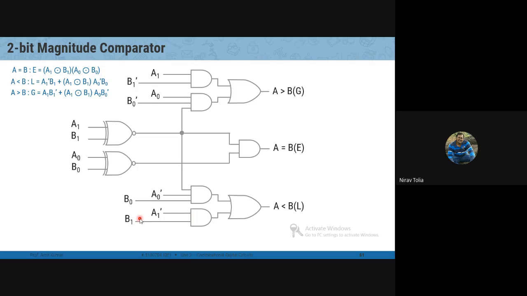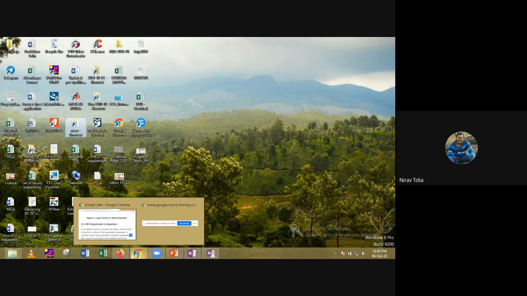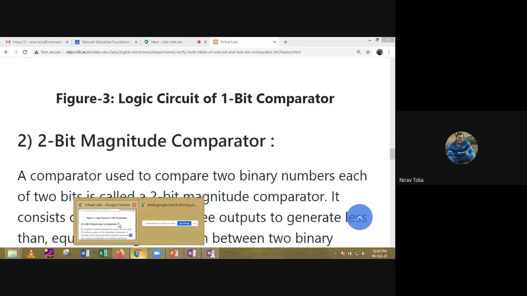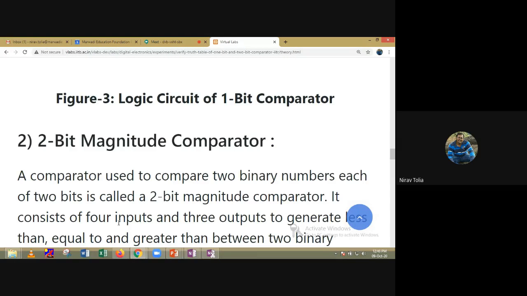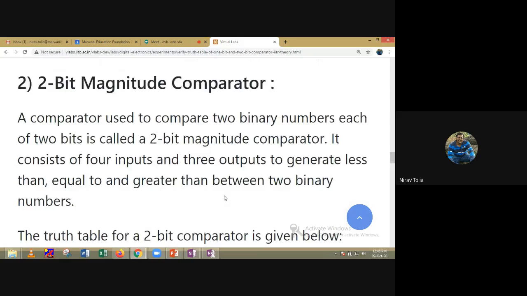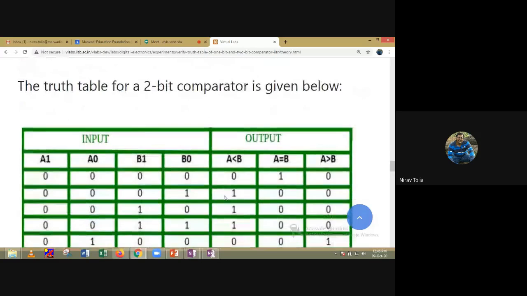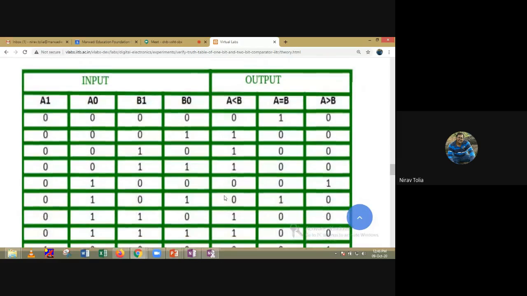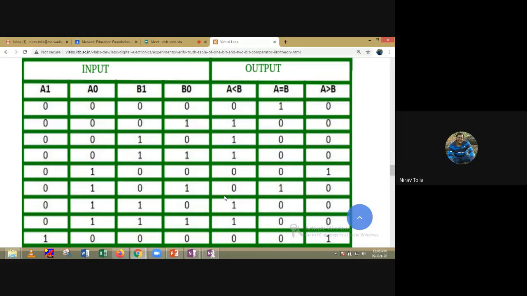So again, let's check the theory portion, which is given in the virtual lab. Again, this is a 2-bit magnitude comparator. So again, we have 2 inputs and 3 outputs. The 3 outputs are less than, equal to, and greater than. Now check the truth table, which is not given in the theory section.